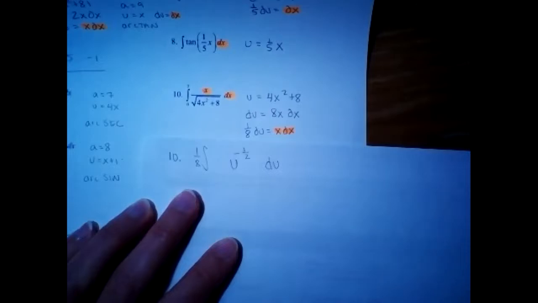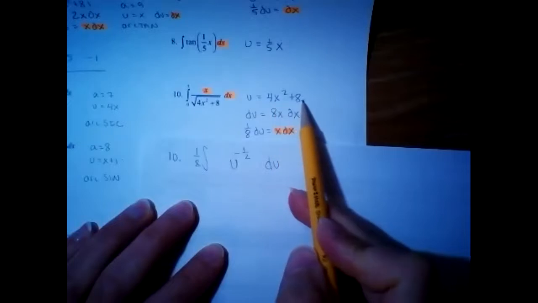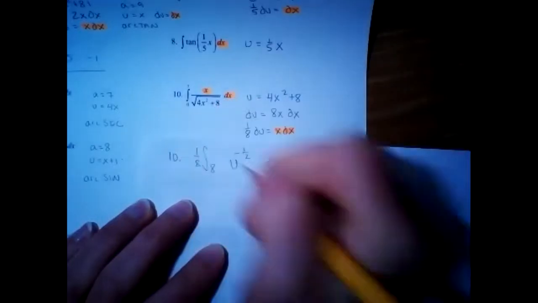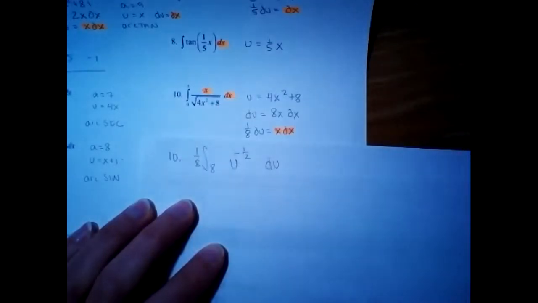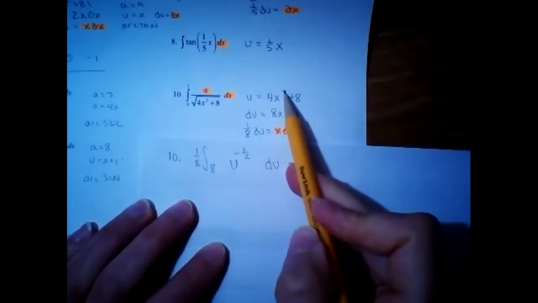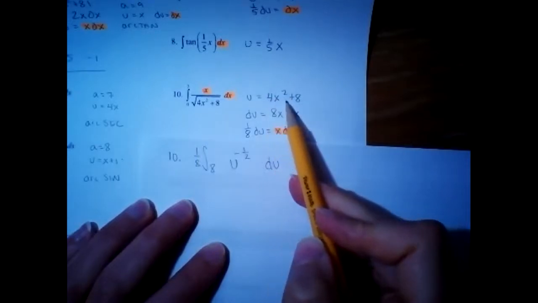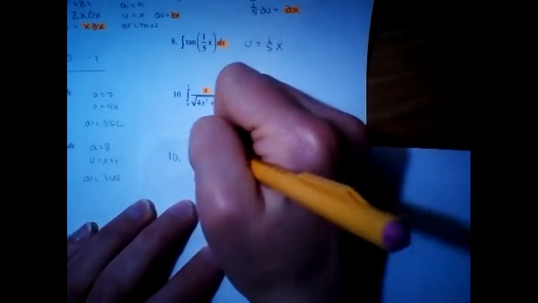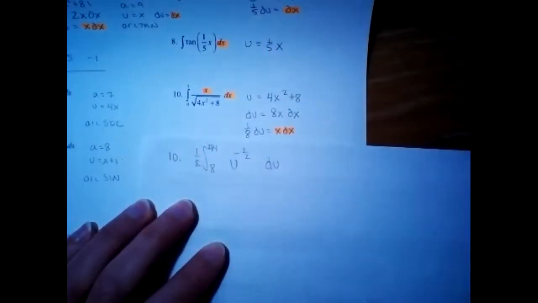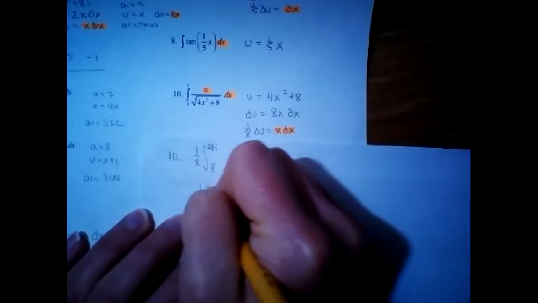And then we need to adjust the boundaries. So I'm going to plug these in. If you plug in 0 for x, you're going to get 8. And if you plug in 3 for x, all right, let's see, 3 squared is 9, times 4 is 36, plus 8 would be 44. I'm just making sure I added that right in my head. Yeah, 44.